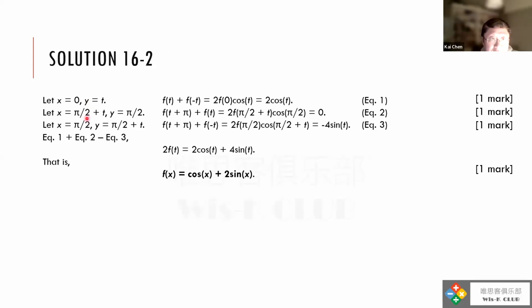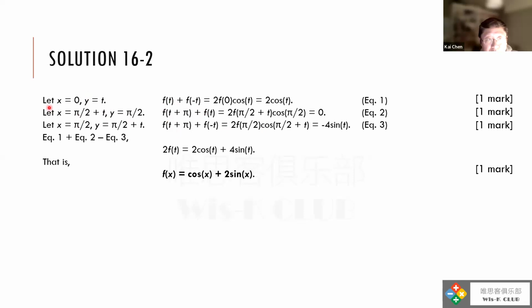So the idea is that you always keep a variable in. For example, in this case, x is 0 and y is t, not both as 0. You can also do x is 0, y is 0, but then you won't have an equation where the variables are still in. So you see, in my solutions, I always keep t in one of x or y, so that you still have an expression of f(t) or f(minus t) in your equations.